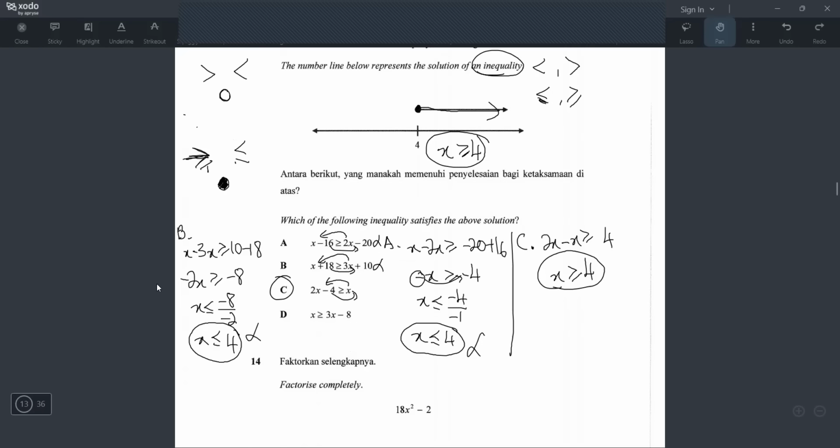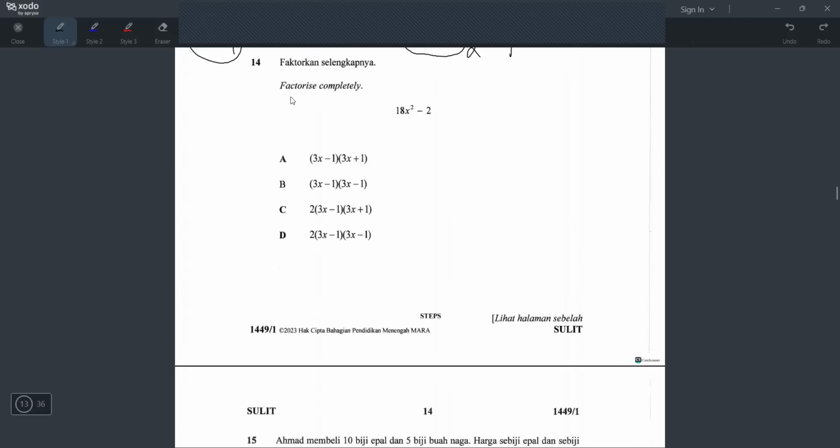All right. Okay. Number 14. Factorize completely. So 18x squared minus 2. What is factorize? Factorize means we make it so that it has brackets. So 18x squared and 2, what we can take out. Factorize means you take out the common factor. So 18 and 2, they can both be divided by 2, so I can factorize out the 2.